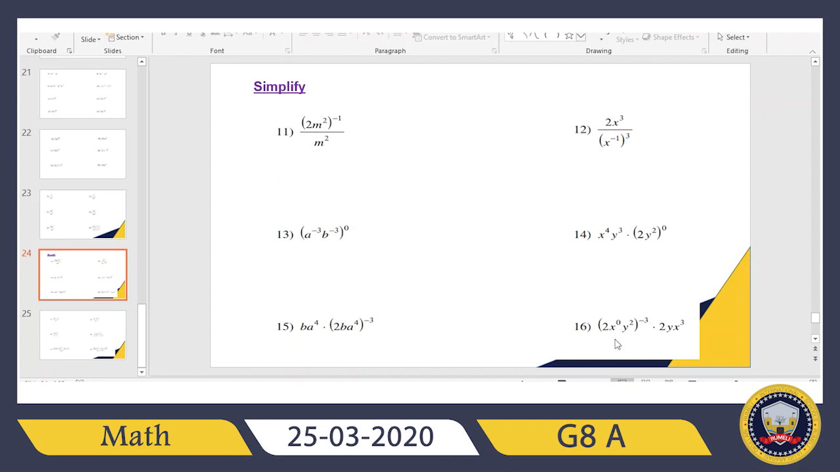2 power negative 2. What about y? y power negative 6 plus 1. Same sign or different signs? They have different signs, so I will subtract and put the sign of the bigger number. Negative 6 plus 1 gives me negative 5. x to the power of 3 stays as it is, because it doesn't have the same variable in the first bracket. So the answer is 2 power negative 2, y power negative 5, x power 3.